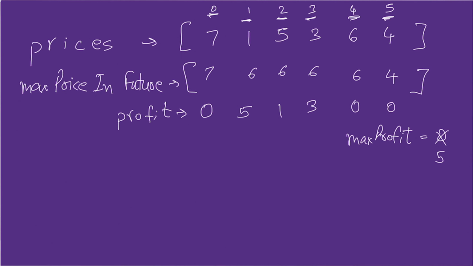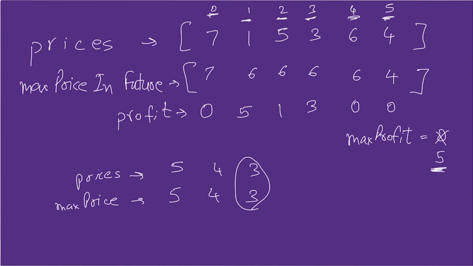So the max profit that we are seeing here is 5, and that basically becomes our answer. Now just another quick example. If our prices were in decreasing order, so let's say 5, 4, 3, then our max price in future will become 5, 4, 3 as well. Because on this day, the maximum price we can see in the future is 3. For this day, the maximum price in the future is 4, and the same for this day.